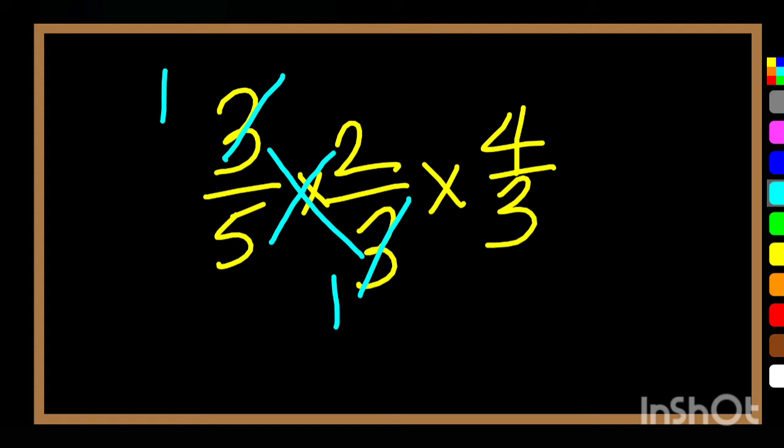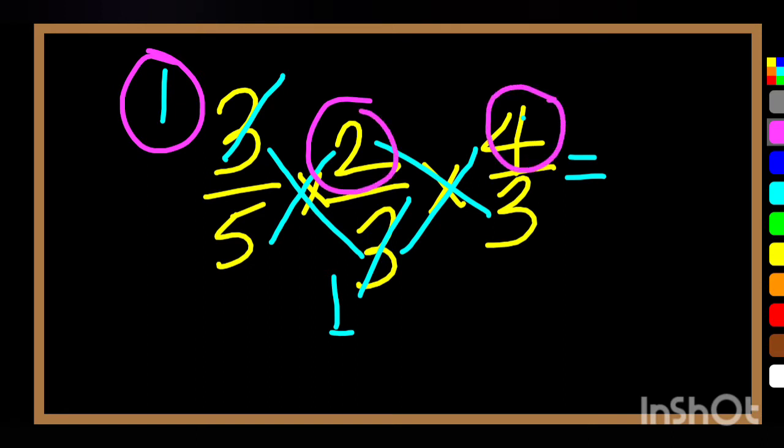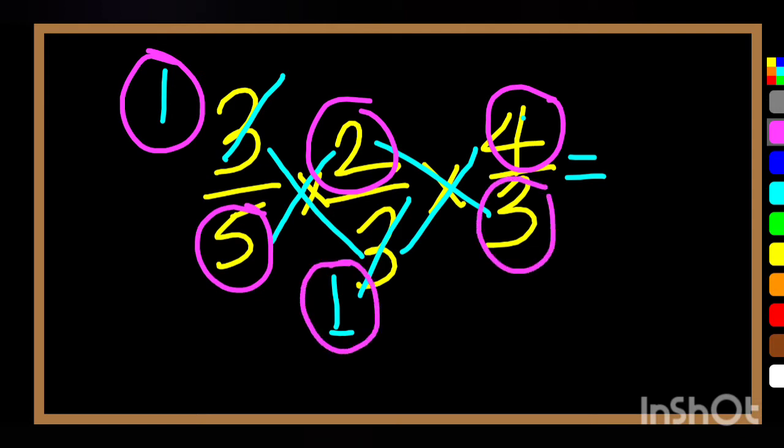Now we will check these two diagonal elements. Here it is 1 and here it is 4, so we cannot reduce this again. So 2 and 3 cannot be reduced again. What are the digits we are getting in the numerators? For the first fraction we are getting 1 as the numerator, for the second 2, and for the third one 4. As the denominator, for the first one we are getting 5, for the second one 1, and for the third one 3.